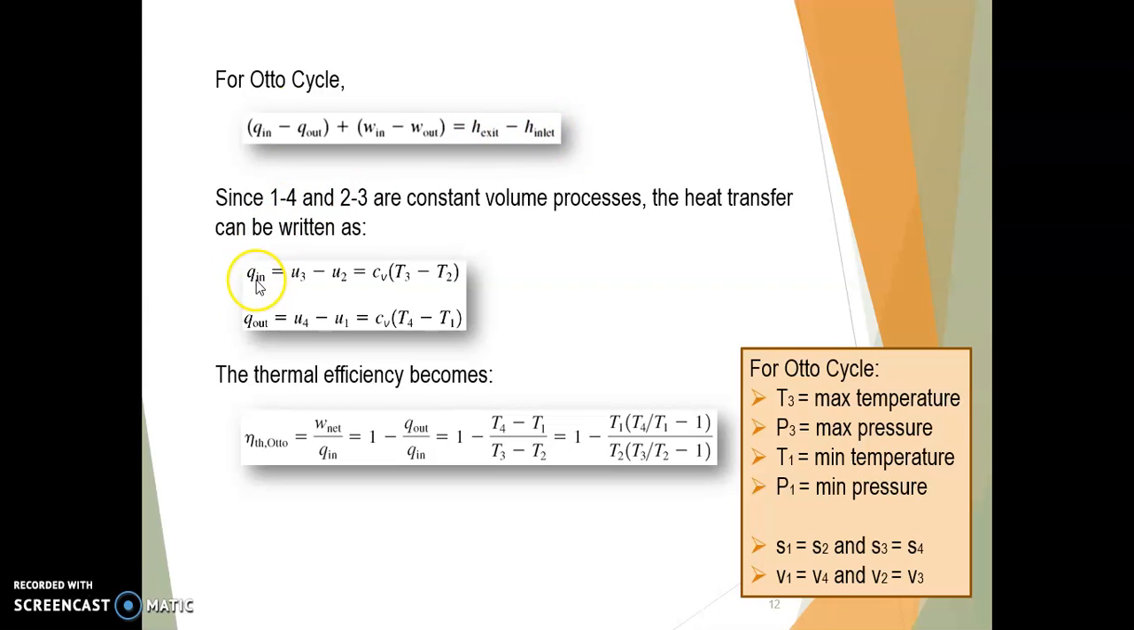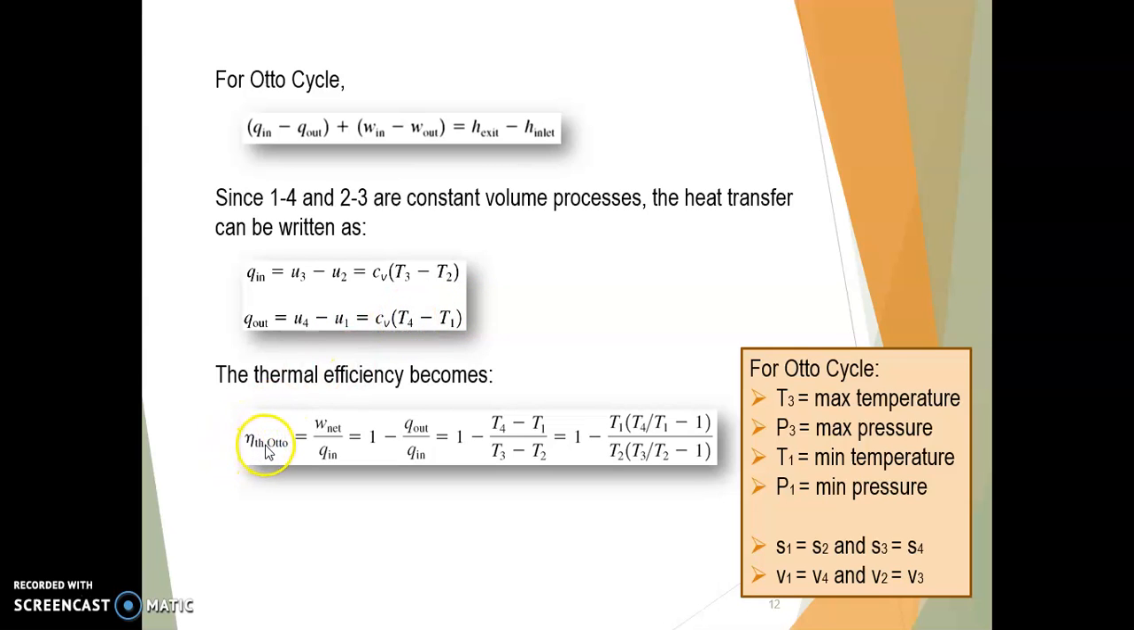While the heat inlet will be calculated by the internal energies between point number 3 and point number 2, as explained earlier in the previous slide, it will be equal to the constant volume multiplied by the differential of the temperature. And the heat out between point number 4 and point number 1 will be the constant volume multiplied by the differential of temperature between number 4 and number 1.